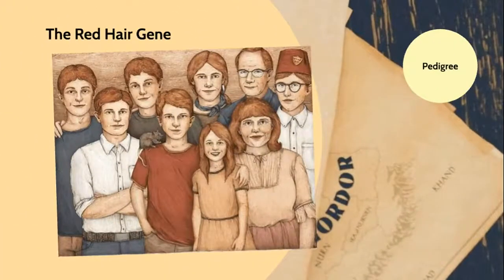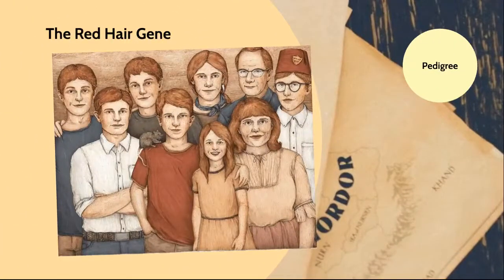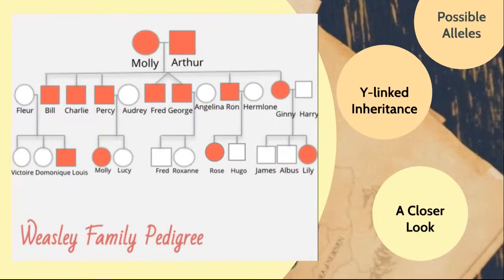I'm sure that many of us are familiar with Harry Potter, so I decided to analyze the trait of red hair found in the Weasley family. Here is the Weasley family pedigree showing 3 generations of inheritance of red hair. Females are represented by circles and males by squares. The individuals affected are shaded.